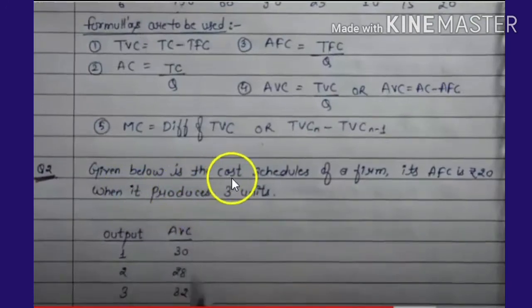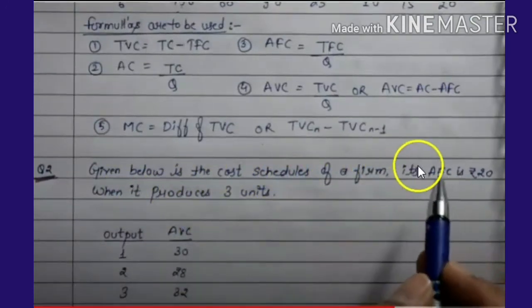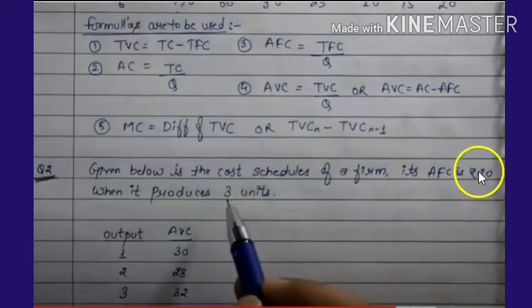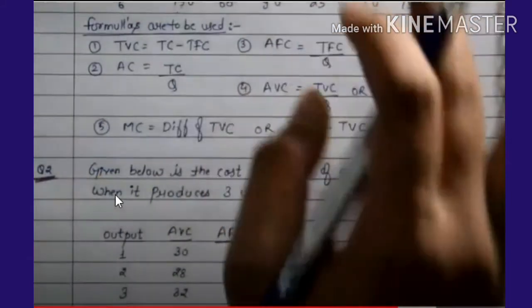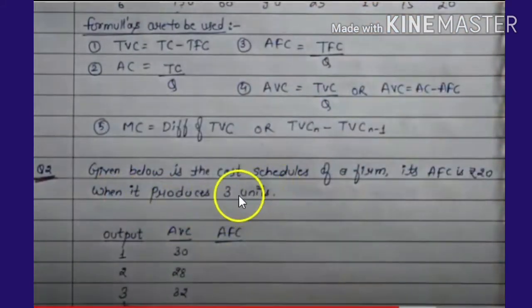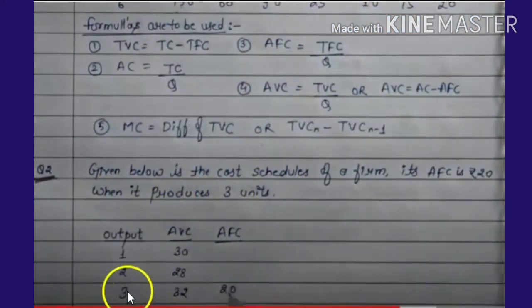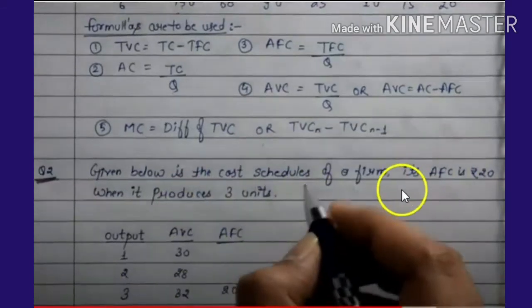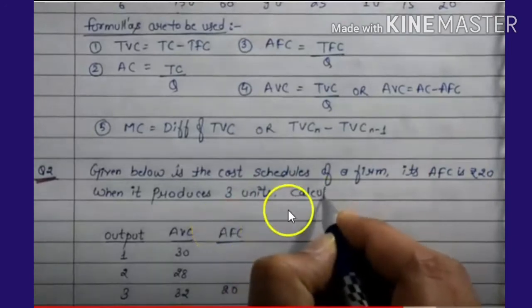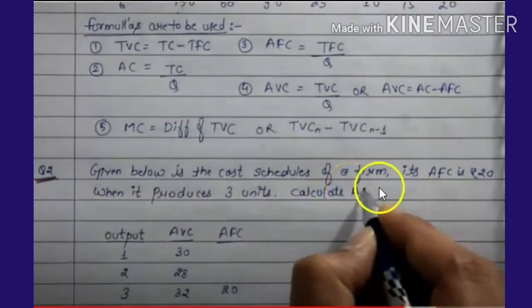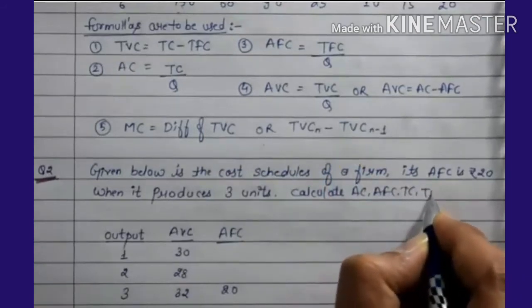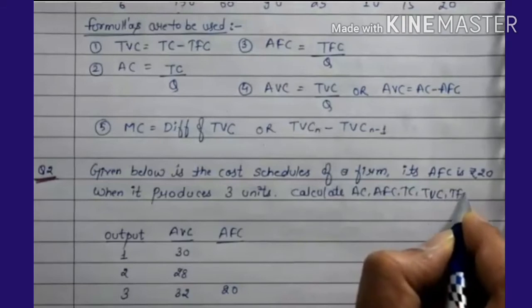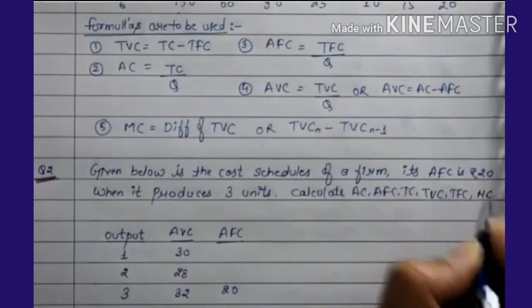Question given below is the cost schedule of a firm. Its AFC is 20 when it produces 3 units. So when it produces 3 units, you have to directly put the 20 here, as it is given in the question. So next, you have to calculate AC, AFC, TC, TVC and TFC and MC.